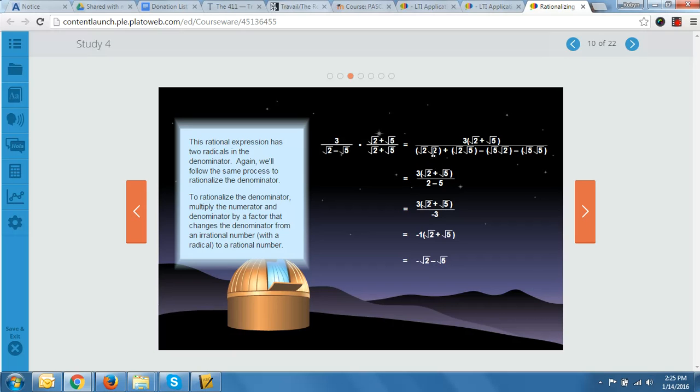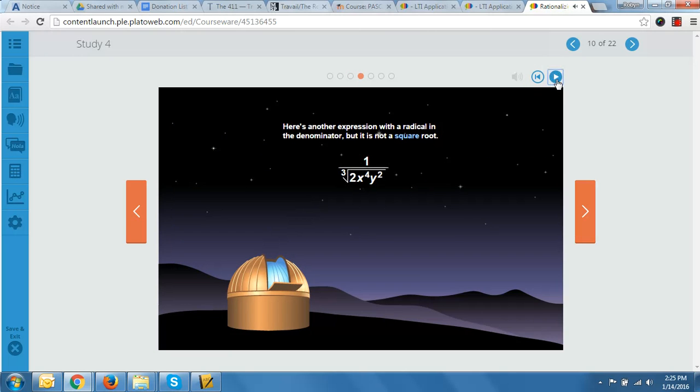Square root of 2 times the square root of 2 is 2. Square root of 5 times the square root of 5 is 5. And we have that subtraction sign right here, which is where we get that. We simplify our denominator to negative 3. Then I'm canceling out my positive 3 and my negative 3, and that gives me a negative 1 up here on top. We can get rid of the 1, and it's just negative, and that distributes. So negative 1 times the square root of 2 gives us negative square root of 2, and negative 1 times the positive square root of 5 gives us negative square root of 5. So that's that one.